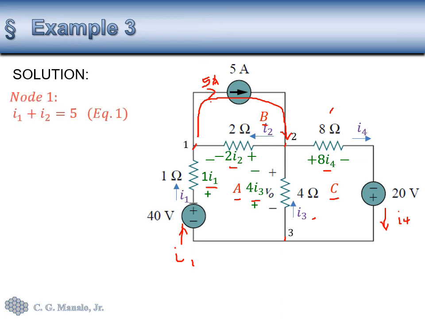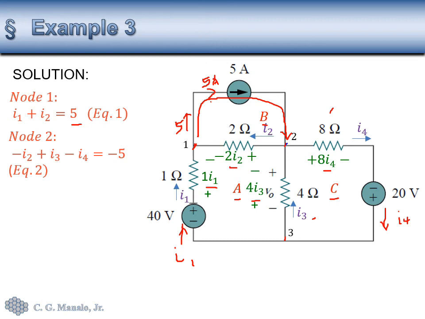Okay, so first let's form the equations based on KCL. From node 1, we have three elements connected there, so we can form a KCL equation. The current entering is I1 and I2, minus I5, since 5 amperes is leaving here. So I1 plus I2 minus 5, and we transfer that to the other side of the equation, that will become equals 5.